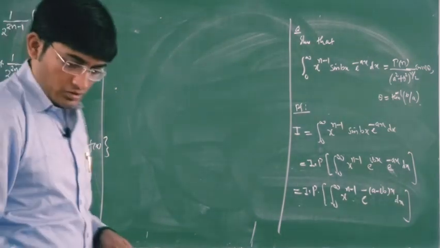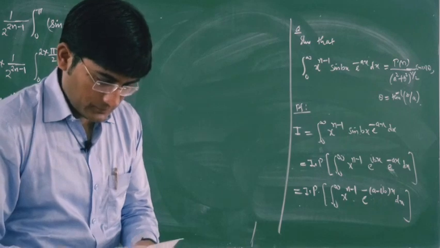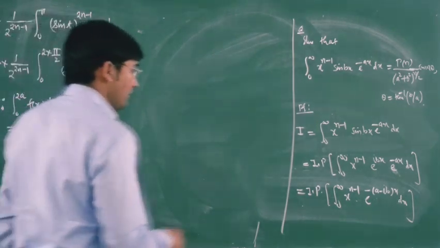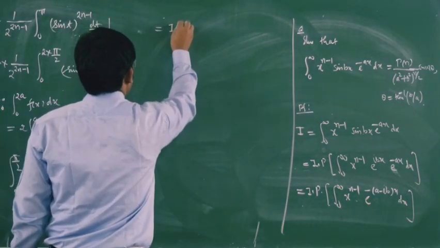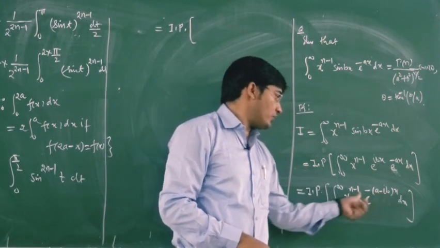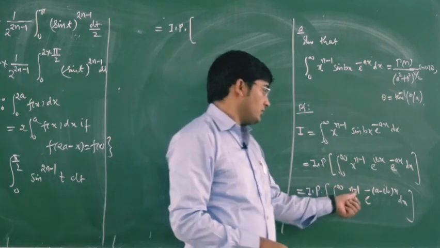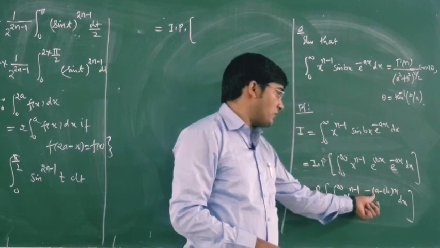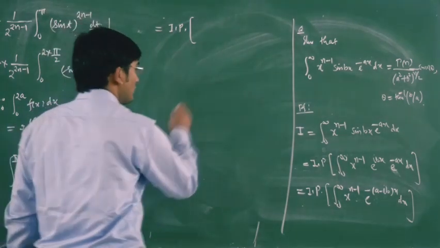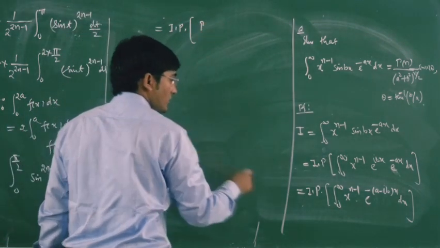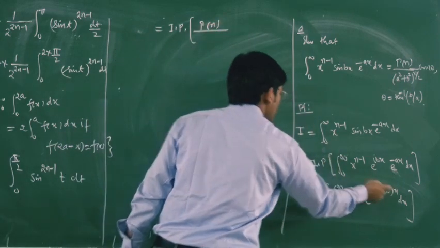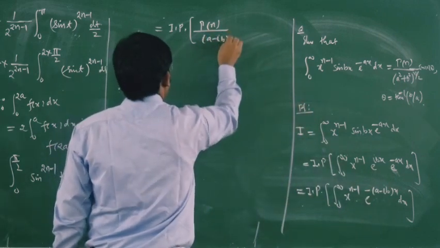So this is your imaginary part of this integral. Now please note that we have a formula for the integral of e to power minus kx into x power n minus 1 into dx. The value of the integral 0 to infinity e to power minus kx into x power n minus 1 into dx is equal to gamma n upon k power n. So that means your n is this one, upon k, where k is this one, a minus ib whole power n.